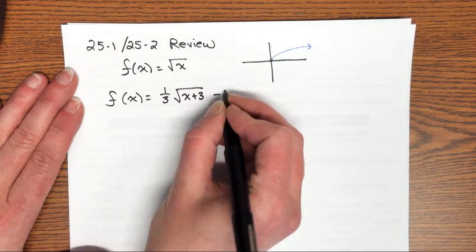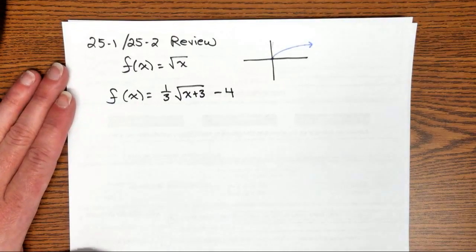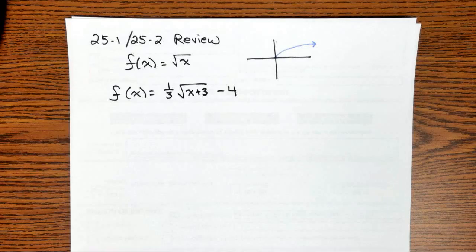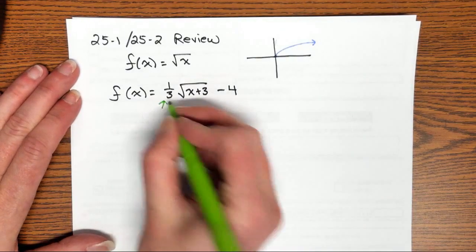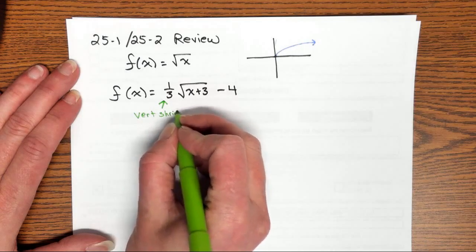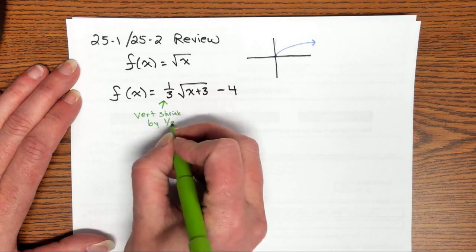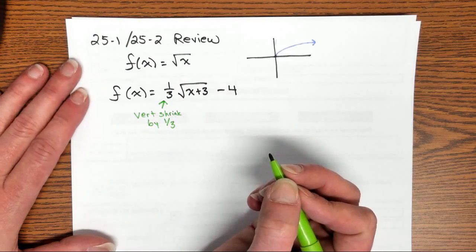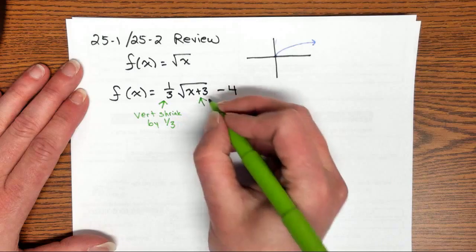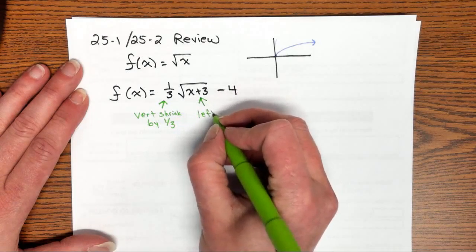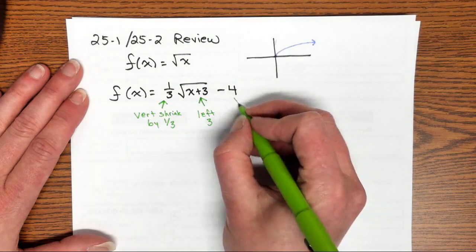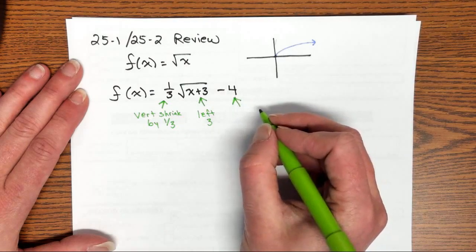So let's take this one. What all is happening to that graph? Well, the 1/3 is a vertical shrink by 1/3. The x plus 3 moves it left 3. The minus 4 at the end moves the graph down 4.